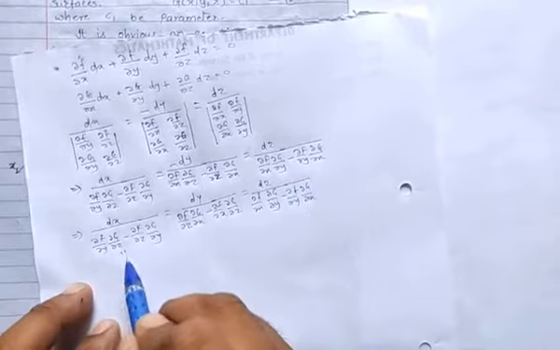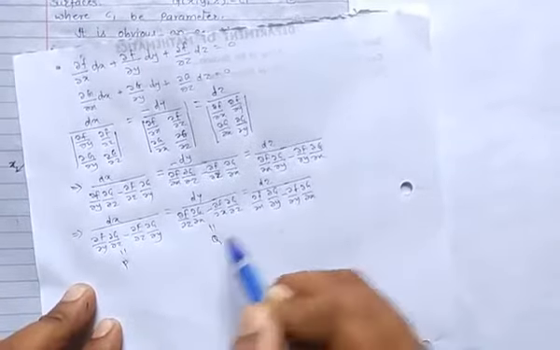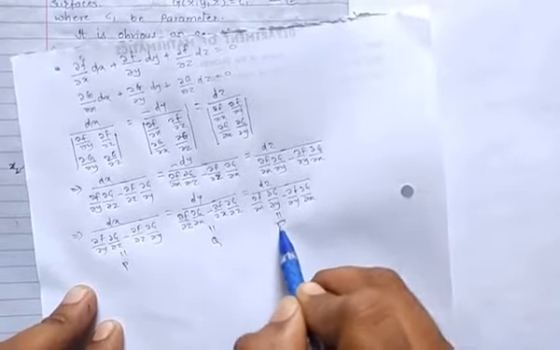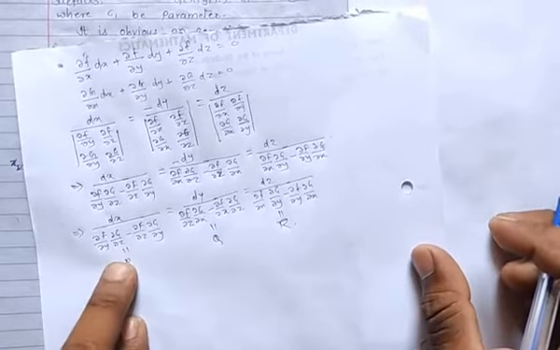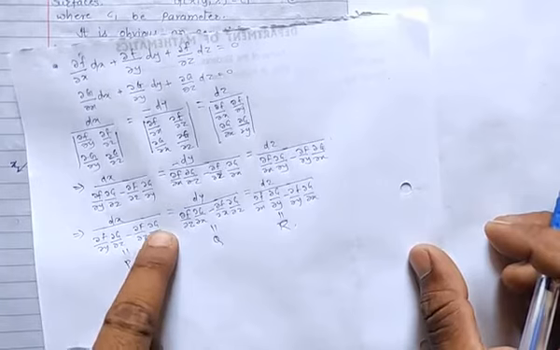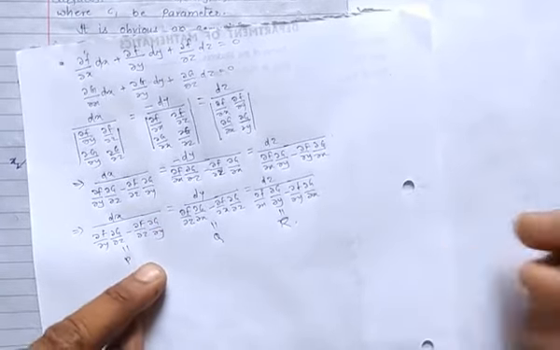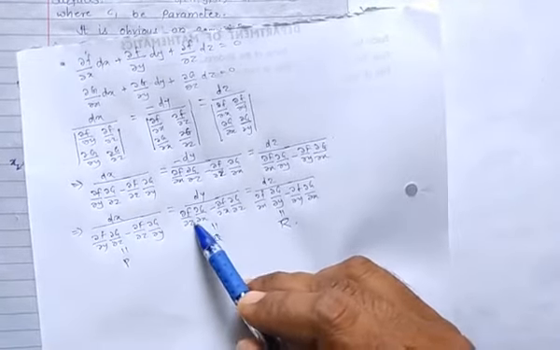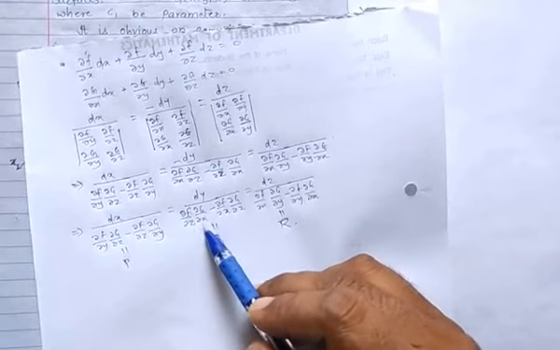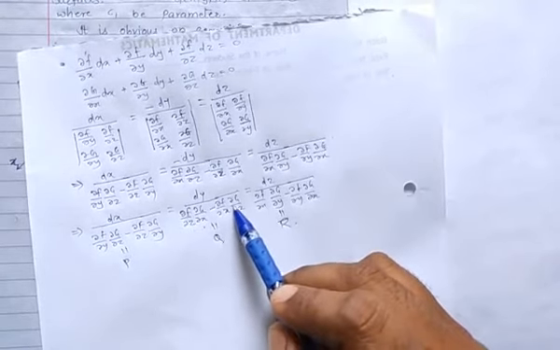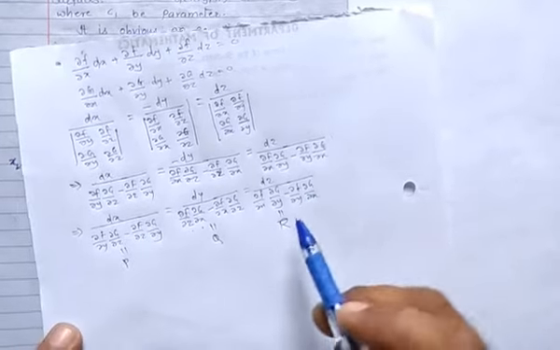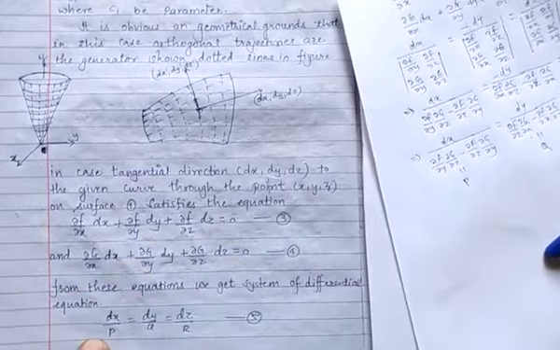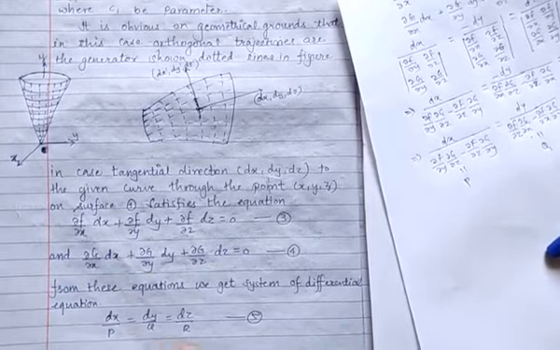Okay, so this is the value of p, this is the value of q, and this is the value of r. So the value of p is ∂f/∂y ∂g/∂z minus ∂f/∂z ∂g/∂y. The value of q is ∂f/∂z ∂g/∂x minus ∂f/∂x ∂g/∂z, and this is the value of r. So from these two equations we get the values of p, q and r.